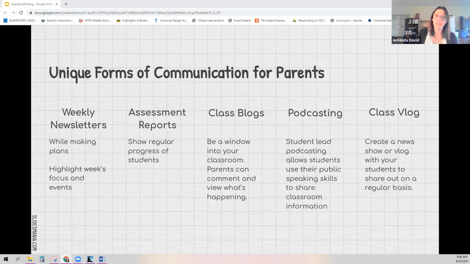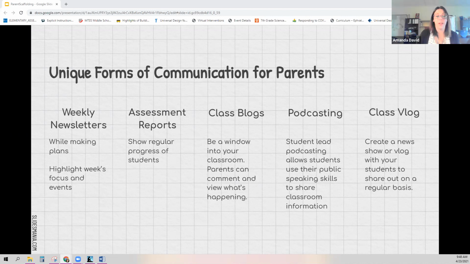So as you're working on your lesson plans, you can pop into a newsletter template what spelling lists or what chapter you're going to be working on. And it can highlight just the week's focus and events, assessments, field trips, things of that nature. And that can be disseminated by paper or electronically. Some teachers do both. That way you can ensure that your parents are receiving the pertinent information that you're sharing out.